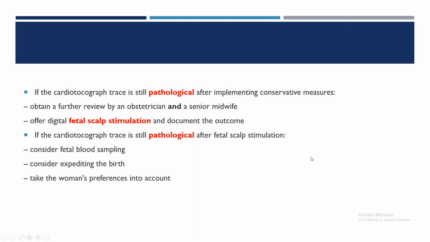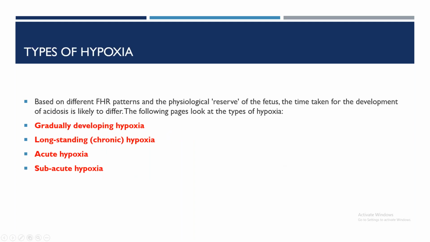Okay, so depending upon how much time the woman has got for the delivery, you have to either go for the FBS or go for expediting the birth. Okay, it depends upon that. Now, this is one more thing which is given in the strategy. I don't think there is any question till now on that, but still I have included it because it is given in the strategy.